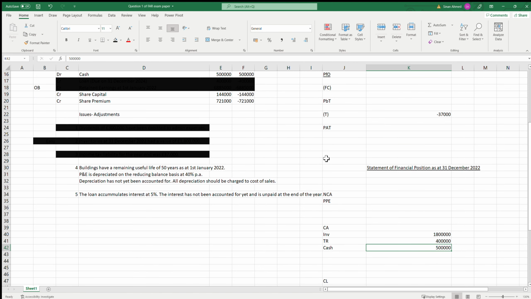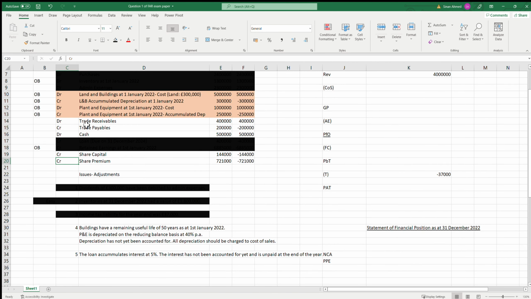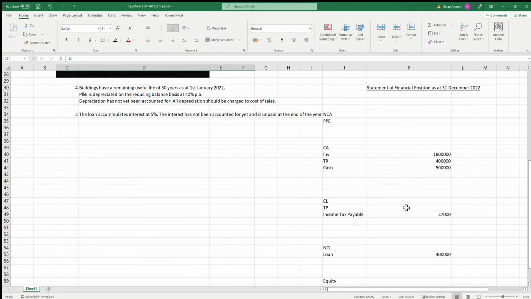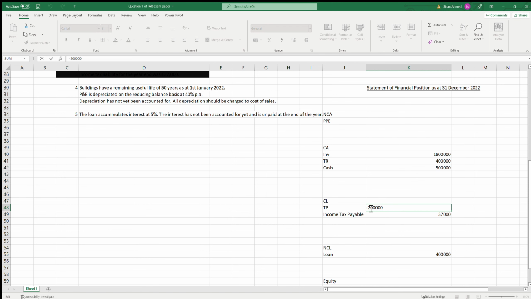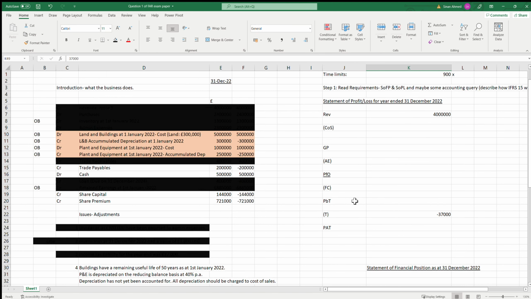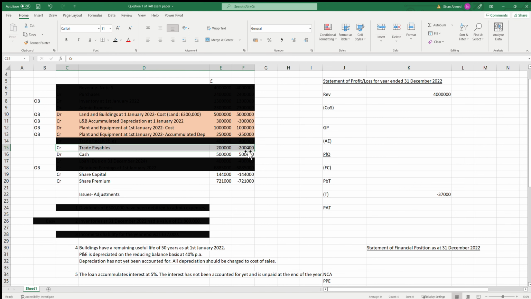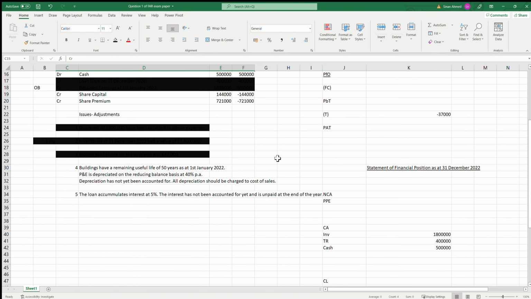Trade receivables I'm going to put here. Fine. Normally what can happen with trade receivables is that there's sometimes a bad debt to do with trade receivables, and there's normally one or two adjustments. Trade payables rarely changes actually. That's a very easy one. So 200,000. Okay, so I'm just going to deal with that. We've put in cash already, so I'm just going to cross that out.